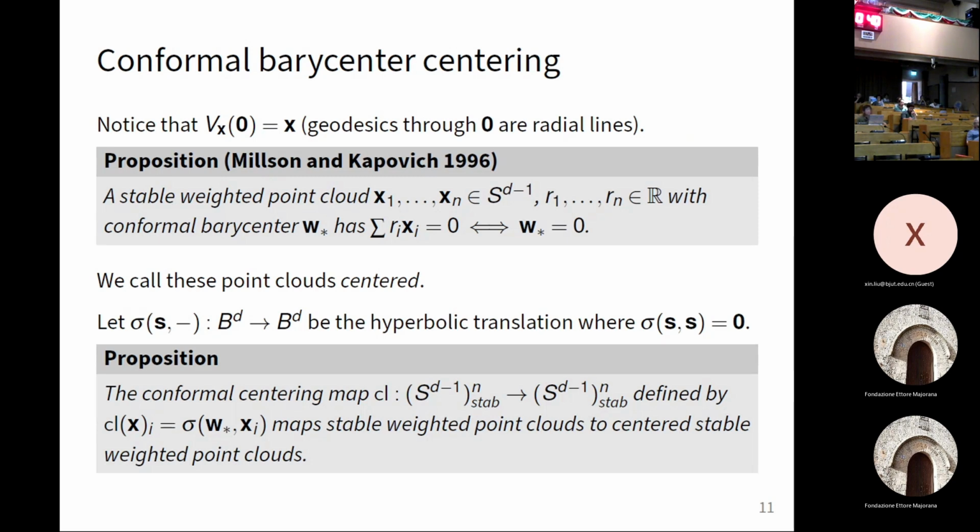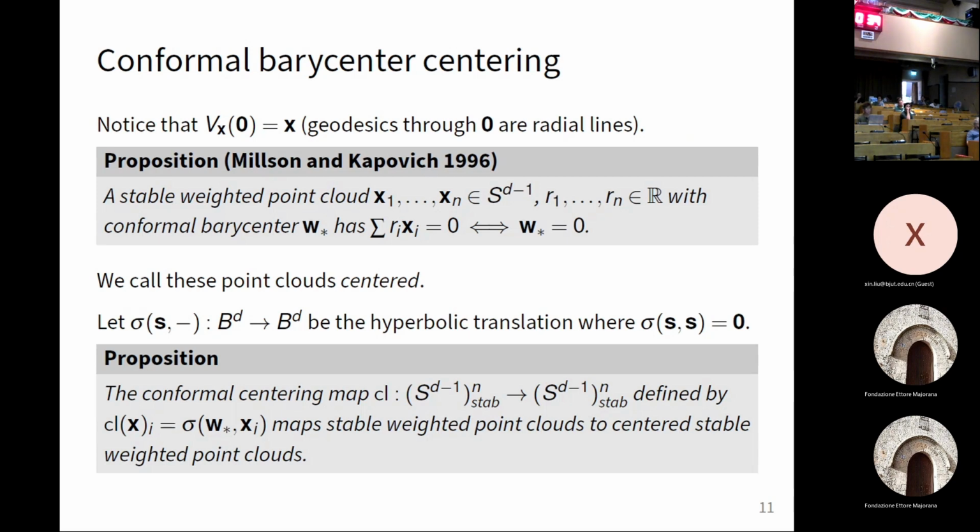So what I'd like is to say that if my conformal barycenter is the origin in the Poincaré disk, then the Euclidean sum of the points at infinity is zero. And of course, it's weighted too, right? So the weighted Euclidean sum, if I want it, of the points at infinity is zero. So I'm going to call those point clouds centered. Their Euclidean center of mass and their conformal hyperbolic center of mass are both at the origin. Now, centered point clouds are like closed polygons. And the beautiful thing now is that I can move the conformal barycenter around by hyperbolic isometry.